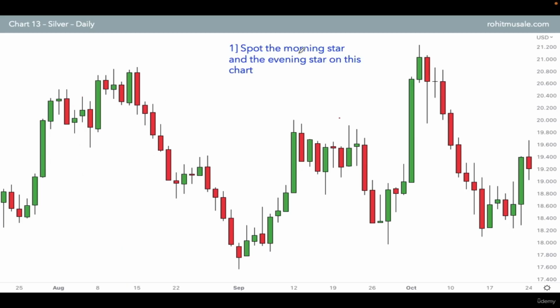So question 1, spot the morning star and the evening star on this chart. If you look at these 3, that's a morning star, a variation of a morning star. And if you look at these 3, that's an evening star, a variation of an evening star.